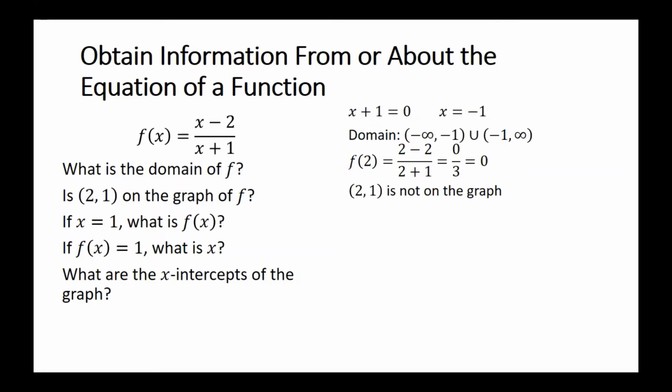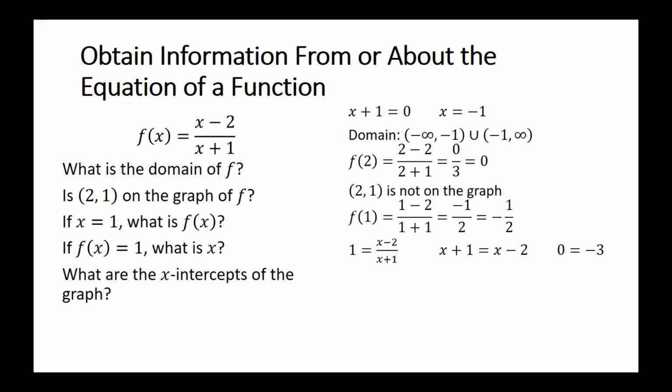If x is equal to 1, what's f of x? That's just plugging in 1 for x. So we have 1 minus 2 over 1 plus 1 gives us -1 over 2, or -1/2.